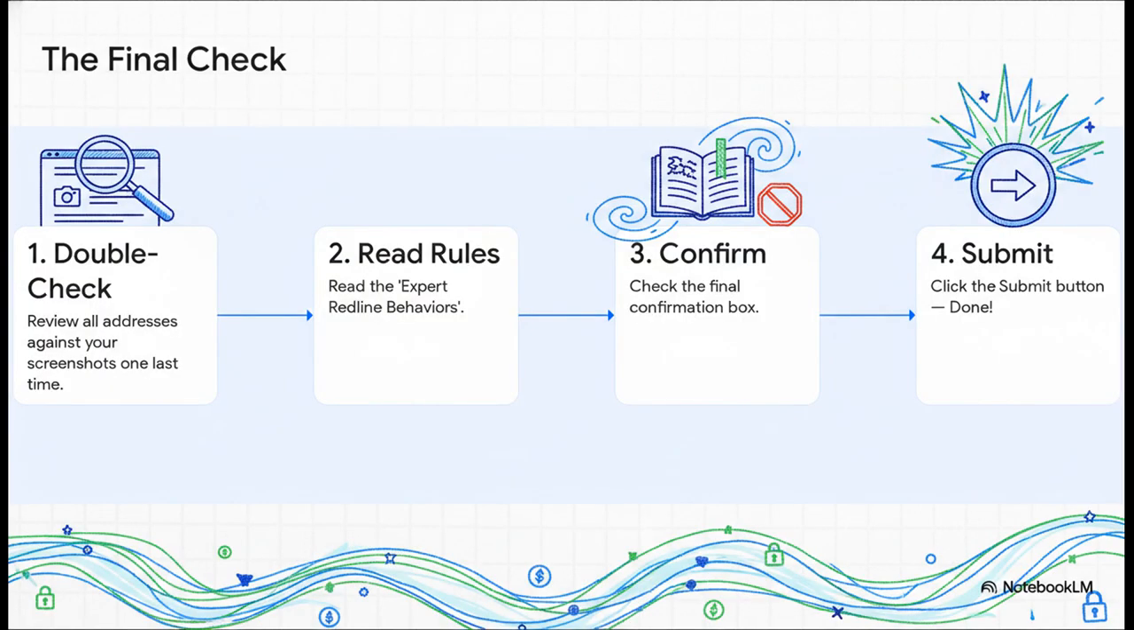Okay, before you smash that submit button, just pause. Take a second for one last check. Double check all your addresses against your screenshot. Read through the Redline Behaviors Guidelines. Then check the final confirmation box, take a deep breath, and then you can click submit. Seriously, this final review can be the difference between getting it right and having to do it all over again.